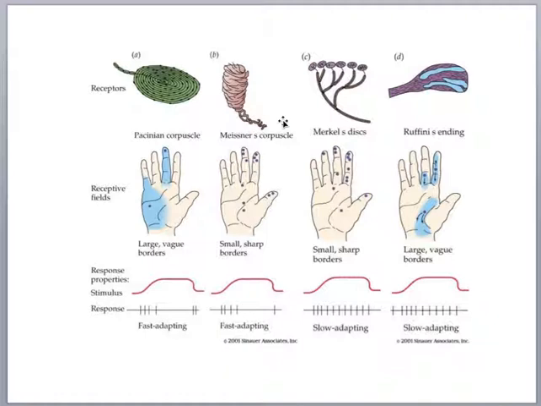But Meissner also is a fast-adapting mechanoreceptor. Your slower adapting ones are your Merkel and Ruffini endings. Merkel's disc has sharp borders. You're able to identify that response, but they're slowly adapting. Ruffini's endings have vague borders, and they're also slowly adapting.